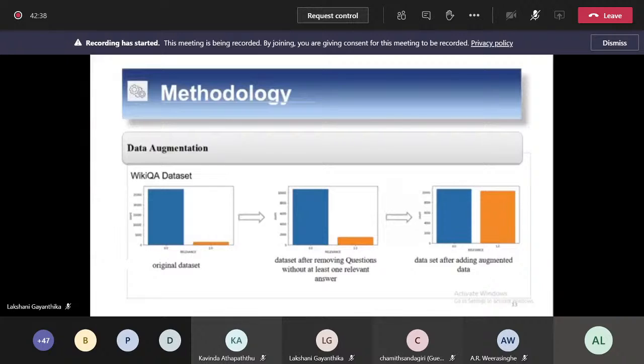As an example, if we take the WikiQA dataset, this is the original dataset, this is the state after removing triggering questions, and the final state shows you the state of the dataset after adding augmented data.